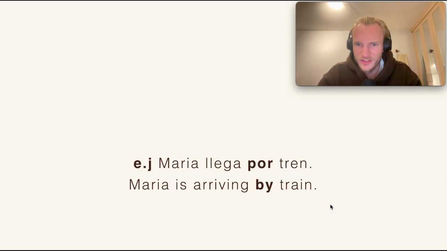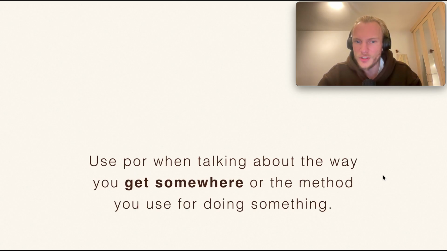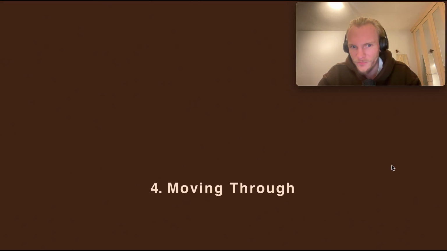Number 3, movement. María llega por tren. Maria is arriving by train. Los turistas vienen por autobús. The tourists come by bus. Notice that turistas here ends in an AS, but it's los. So even though it ends in an AS, and usually that would be feminine, los is masculine plural here. So the tourists come by bus. So use por when talking about the way you get somewhere, or the method you're using for doing something. Por is a backward-facing word.